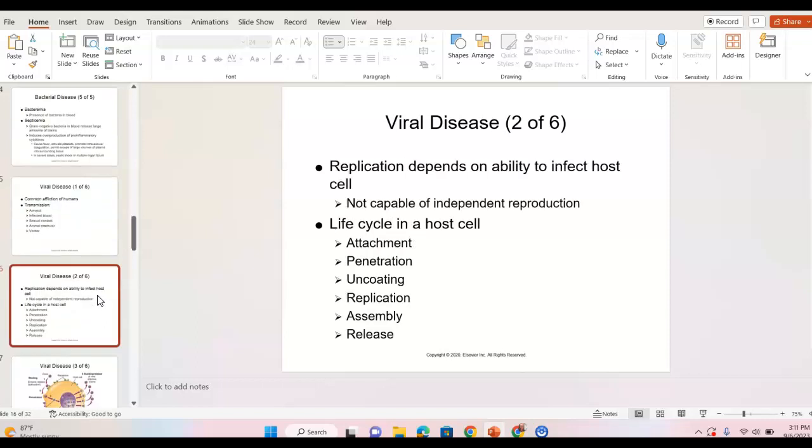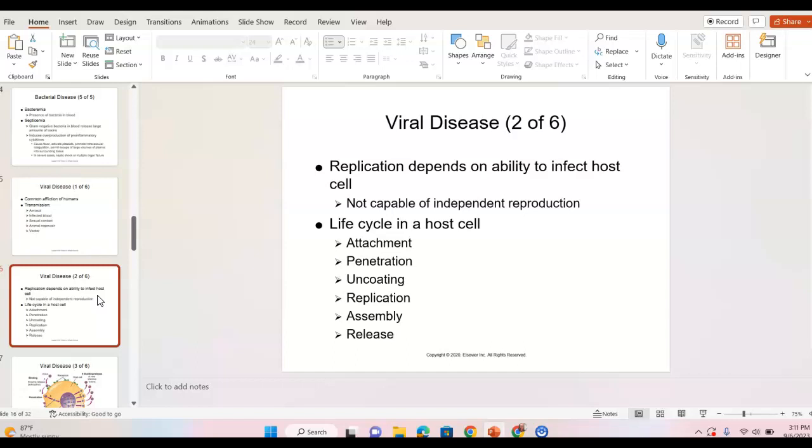Replication depends on its ability to infect the host cell. So it is not capable of independent reproduction. It's got to get into the host cell, and this is a big difference between viruses and bacteria. Bacteria can replicate, viruses cannot. They have to get into the host cell and then get into the DNA and create proteins from there.